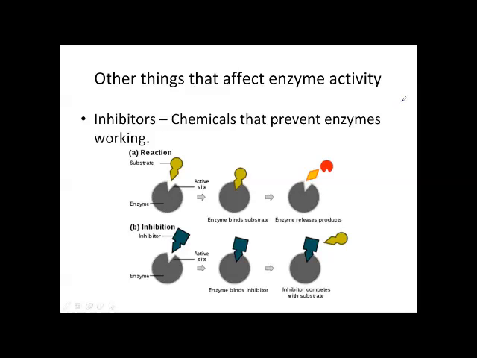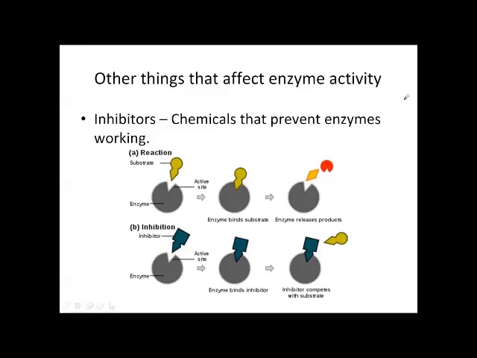Okay, and lastly, inhibitors. These are really cool things. Inhibitors are chemicals that prevent enzymes from working. What they do is they bind to the active site and they don't let go. They pretty much just completely block the active site.